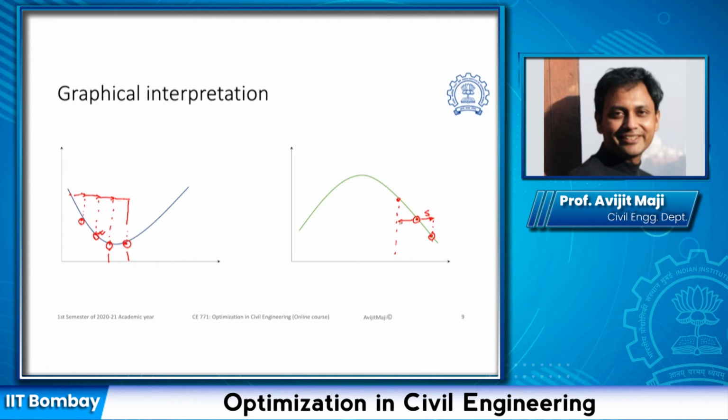I use this direction for further search of equal step. So I move to the next point, which will be here. Again, I find out this point is better than the previous point, which is here. So I can go further of the same distance, which is going to be here.